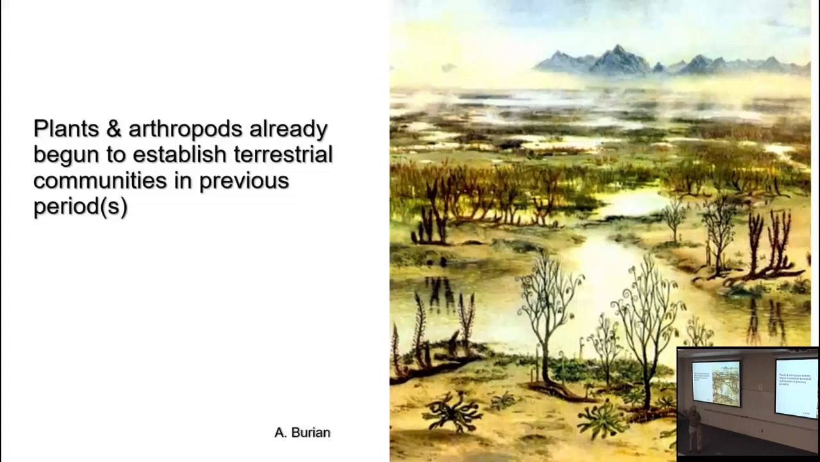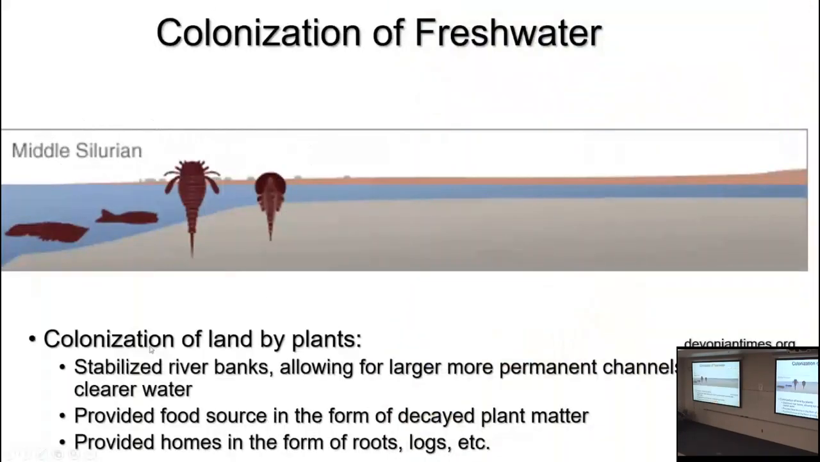Yes? So now that you mentioned adaptations, what kind of adaptations would, let's say, plants need to colonize freshwater? Because I know, for arthropods and stuff, they would need to find a way to deal with less salt in their environment.